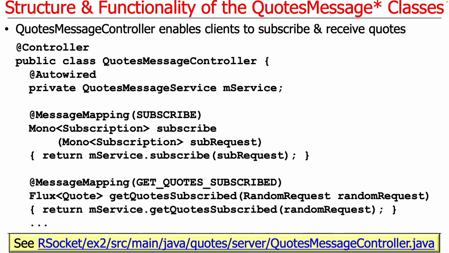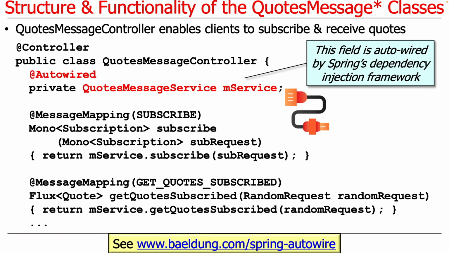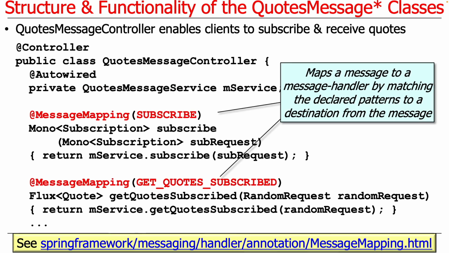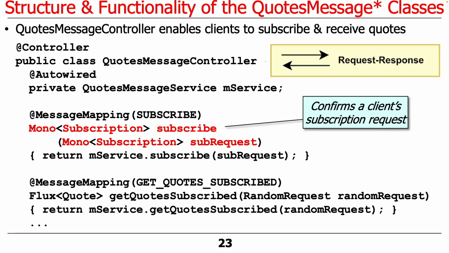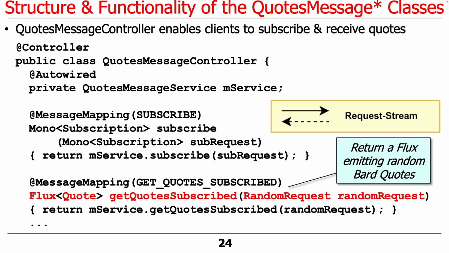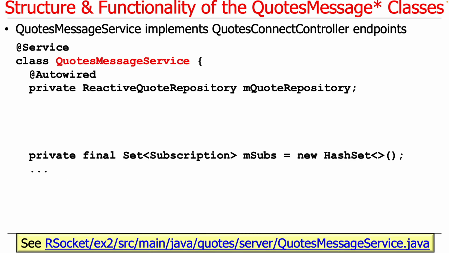So here we've got the QuotesMessageController, and it's wired to the service. We've got messages that come in for things like subscriptions and getting quotes, random quotes when you're subscribed. And this particular method confirms the client subscription request, so you get back something that's a valid subscription, a confirmed subscription. And then this method, which we haven't really talked about before, returns a flux that emits random quotes from William Shakespeare. And so that's the part that's really fun, and we'll talk briefly about how we do that.